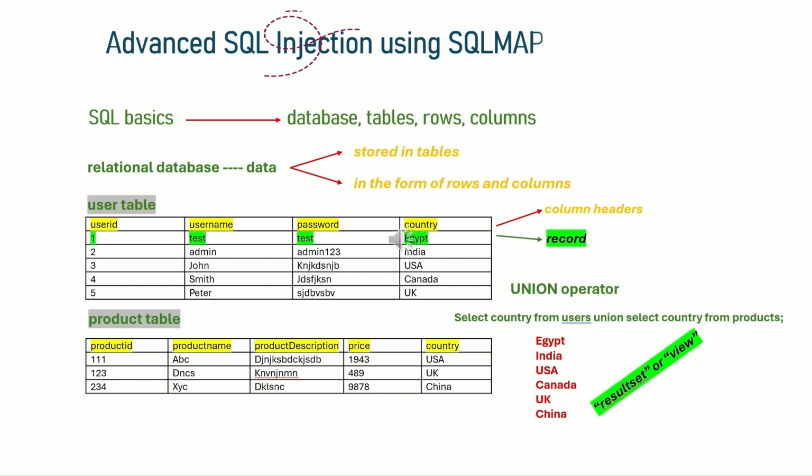Say for example, if you retrieve user ID and country from the first table, you should also retrieve any two column values from the products table, and the union operator will return unique entries from both the tables. Now the result of such an operation can be called a result set or a view, which is more of a virtual table. Now, for you to be able to extract data using SQL injection, you should know table and column names.